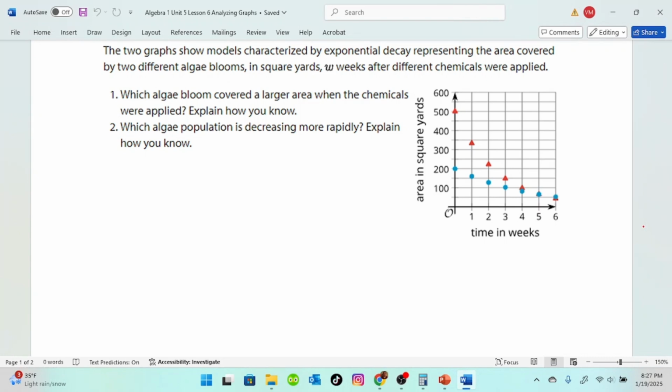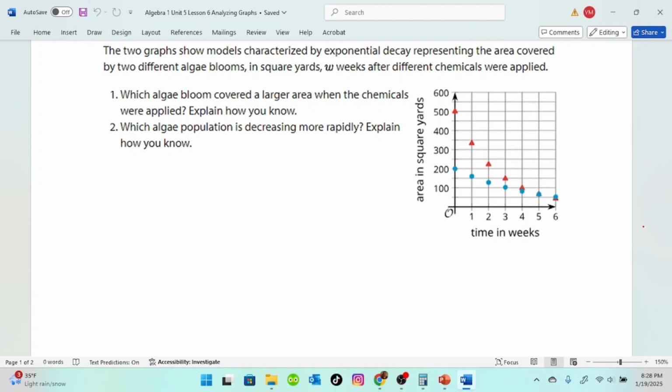Our first practice problem says, the two graphs show models characterized by exponential decay, representing the area covered by two different algae blooms, in square yards, W weeks after different chemicals were applied. So as we look, number 1 asks us, which algae bloom covered a larger area when the chemicals were applied? Explain how you know.